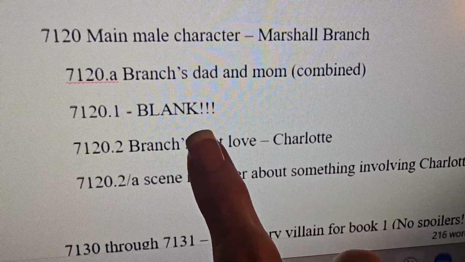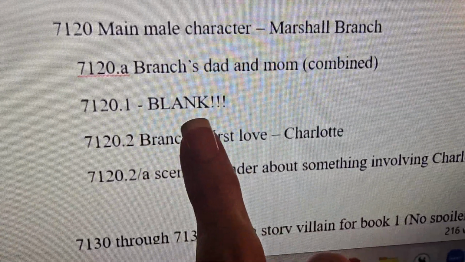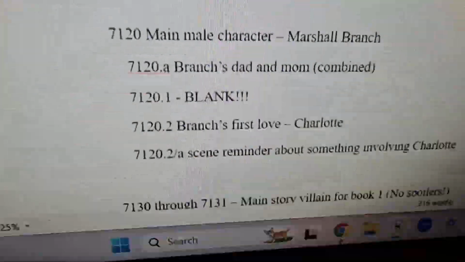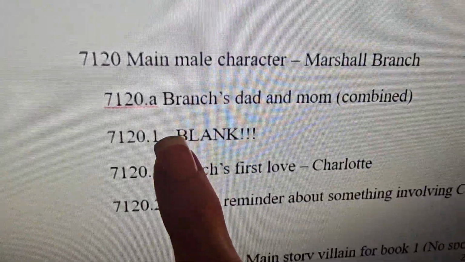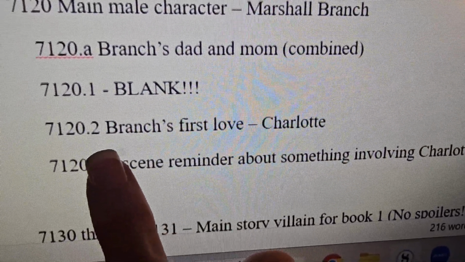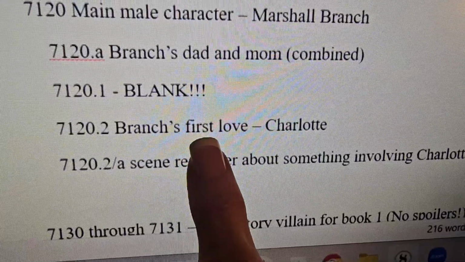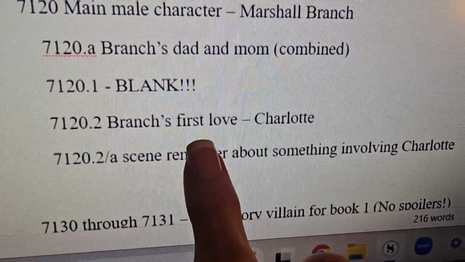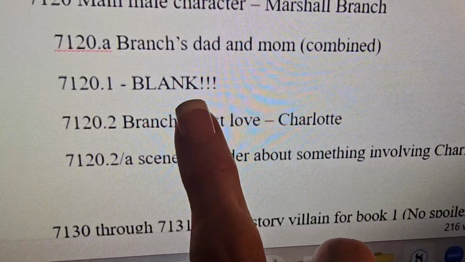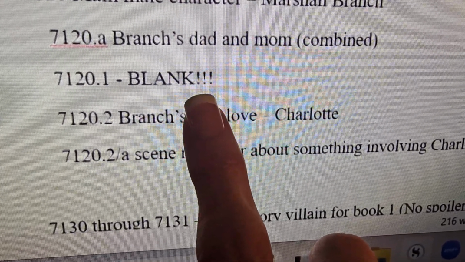Take a note here. Card number 7120.1 is blank. I forgot to make a .1 card. Not a big deal. The Zettelkasten is very forgiving. I just left that one blank because the next card I created was 7120.2, Charlotte, which is Branch's first love before he goes off to the war. So that's okay. It doesn't matter that there's no card there. I just make a note that there's nothing there and keep on rolling.